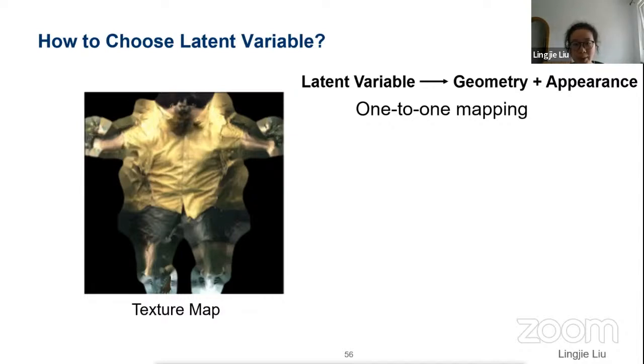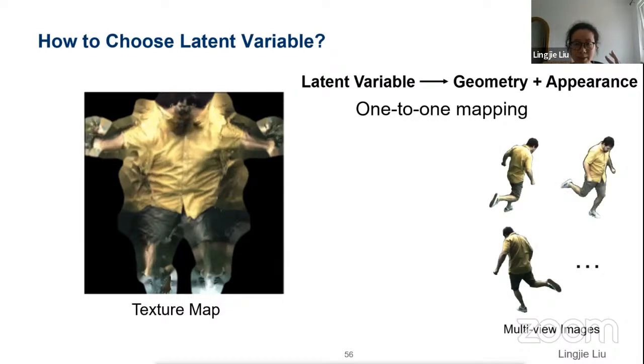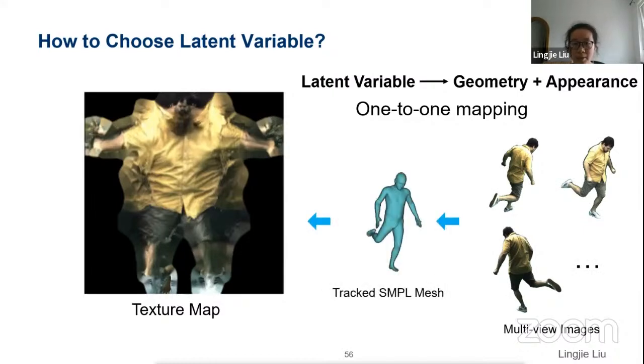There are multiple advantages of using a texture map as a latent variable. First, during training for each frame, this texture map can be obtained by back projecting the ground truth images to the tracked simple mesh. This ensures that the mapping from the texture map to dynamic geometry and appearance in the ground truth multi-view images is a one-to-one mapping.